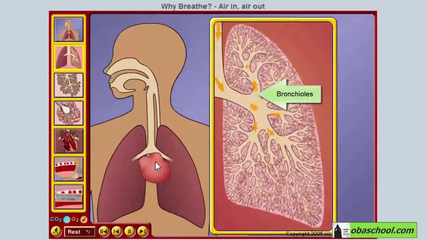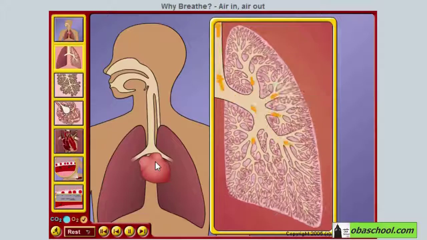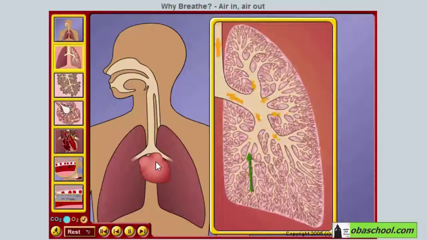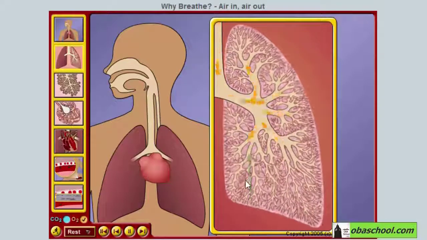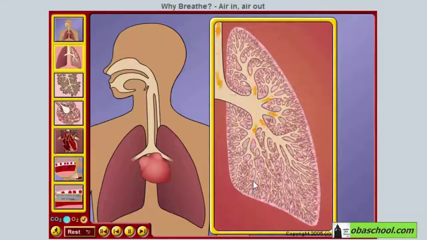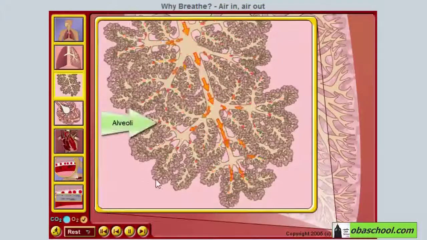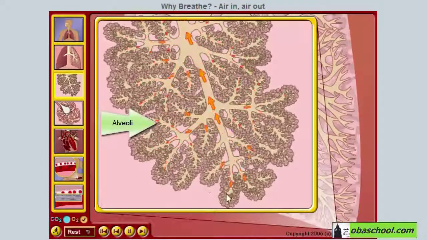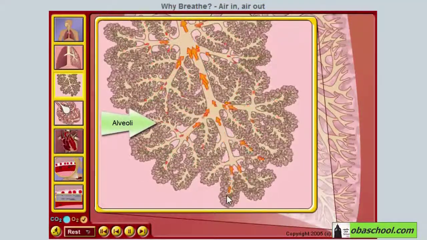As we can see, air enters through the bronchioles, and then it enters small air sacs, which are called alveoli. We will explain more about alveoli and how air goes in and out of them.